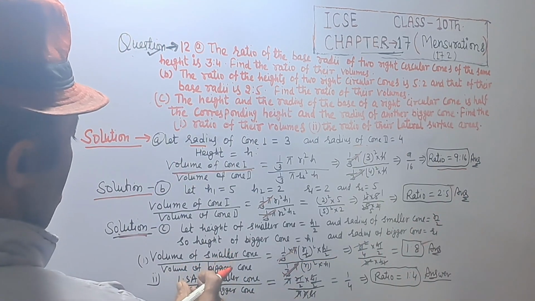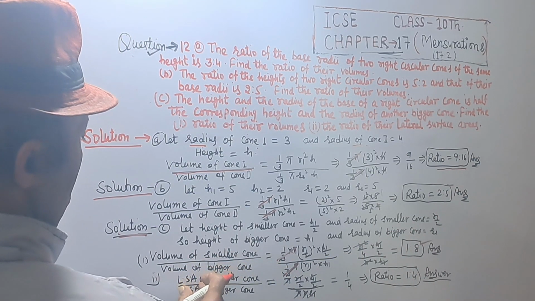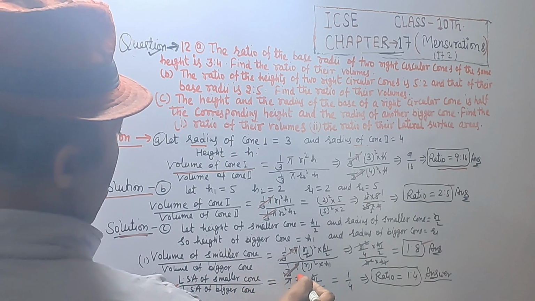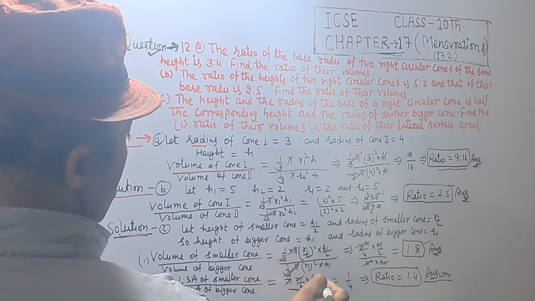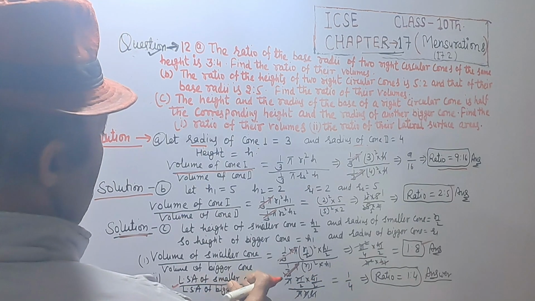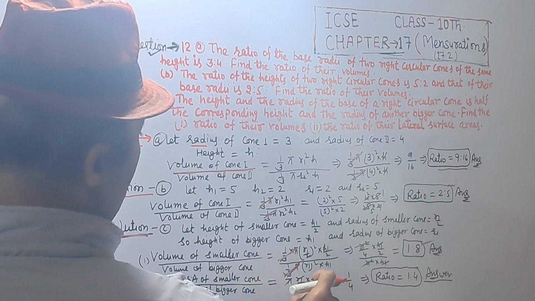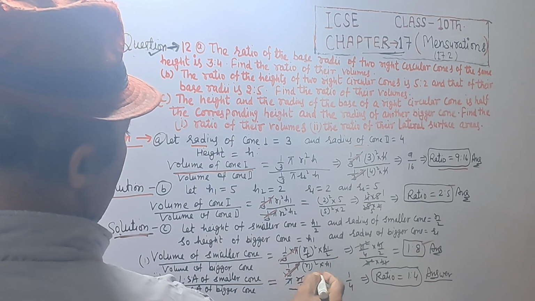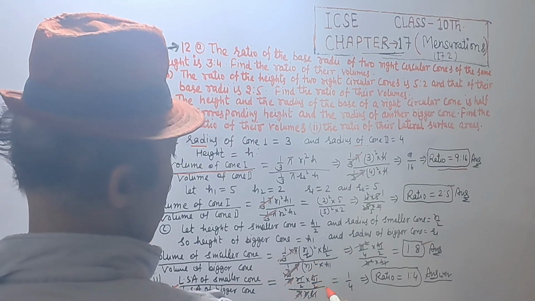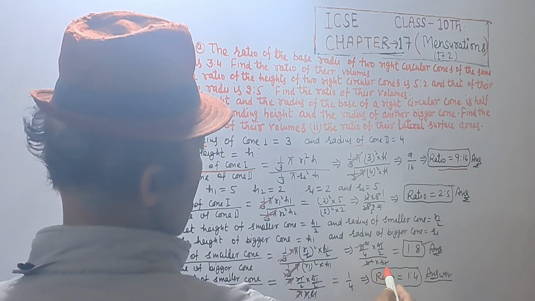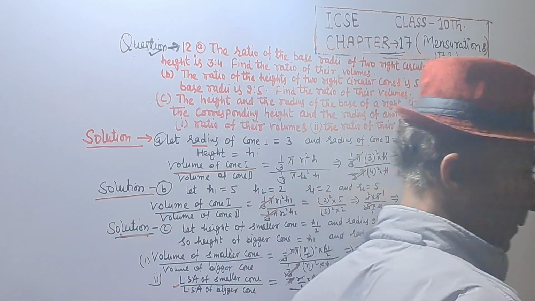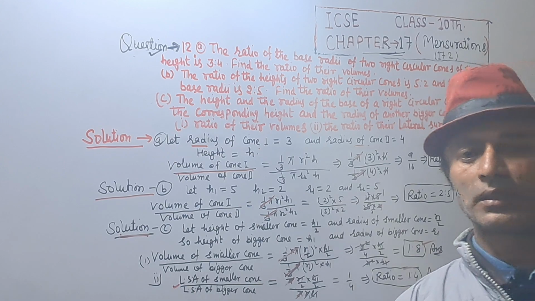And lateral surface area of smaller cone divided by lateral surface area of bigger cone, that is pi r1 upon 2 into l1 upon 2 and lateral surface area of bigger cone is pi r1 l1. r1 l1 is cancel, pi is cancel and 1 upon 4 that is equal to ratio is equal to 1:4. Answer. Thank you.